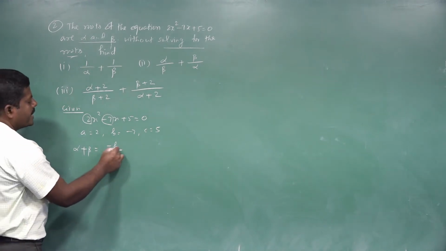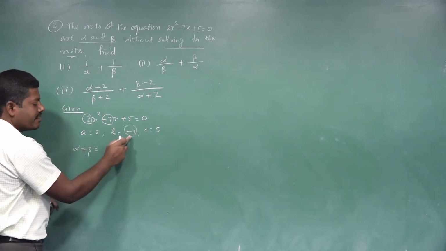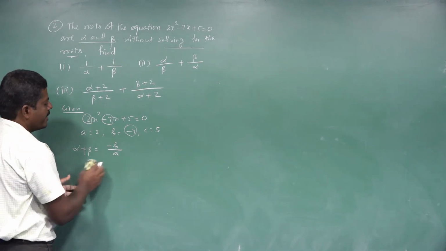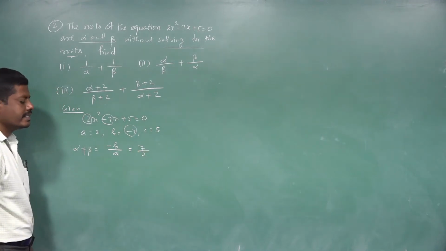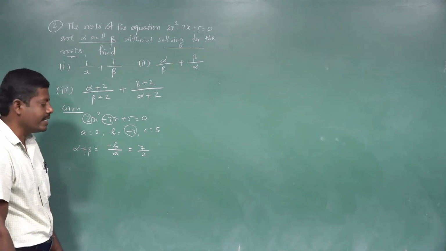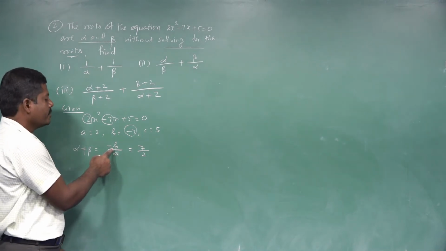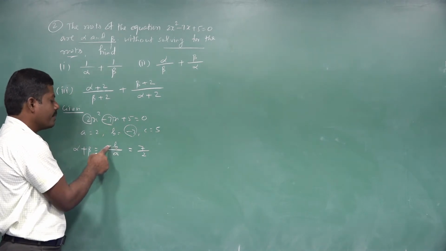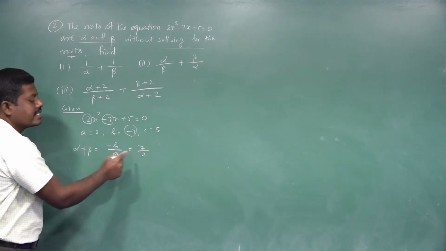Formula: minus b. Here you want to substitute minus b. Here already minus 7 is there, b value is minus 7. So minus into minus 7 is plus 7, divided by a value, which is 2. Otherwise you write here plus 7 divided by 2. Understand? Alpha plus beta is equal to minus coefficient of x divided by coefficient of x², shortly we can write minus b divided by a. So here we substitute b value as minus 7. So minus into minus 7 is plus 7, divided by a value 2. So alpha plus beta is equal to 7 divided by 2.